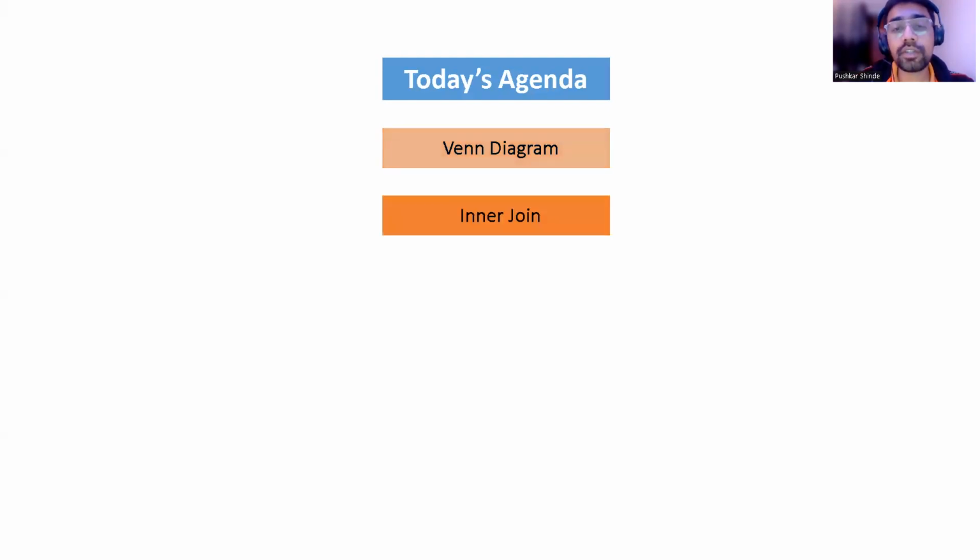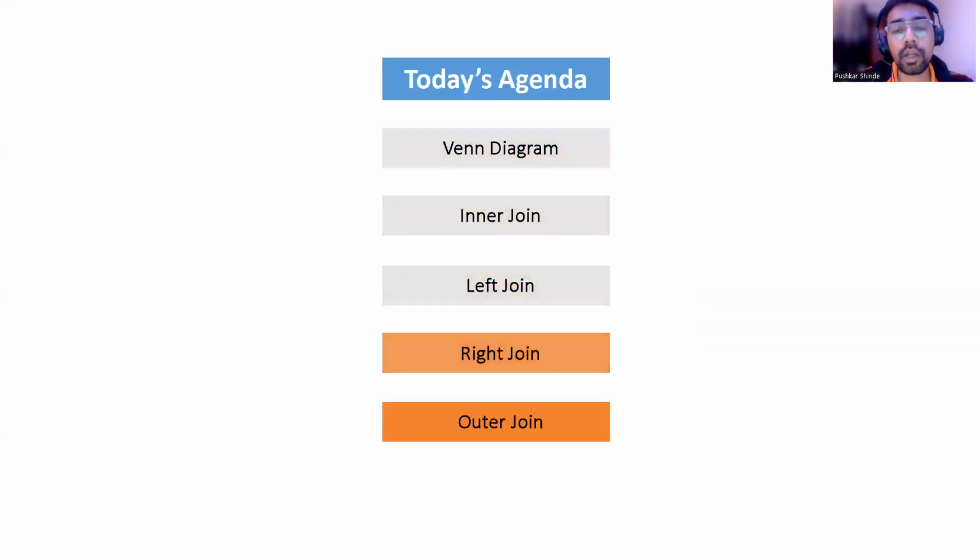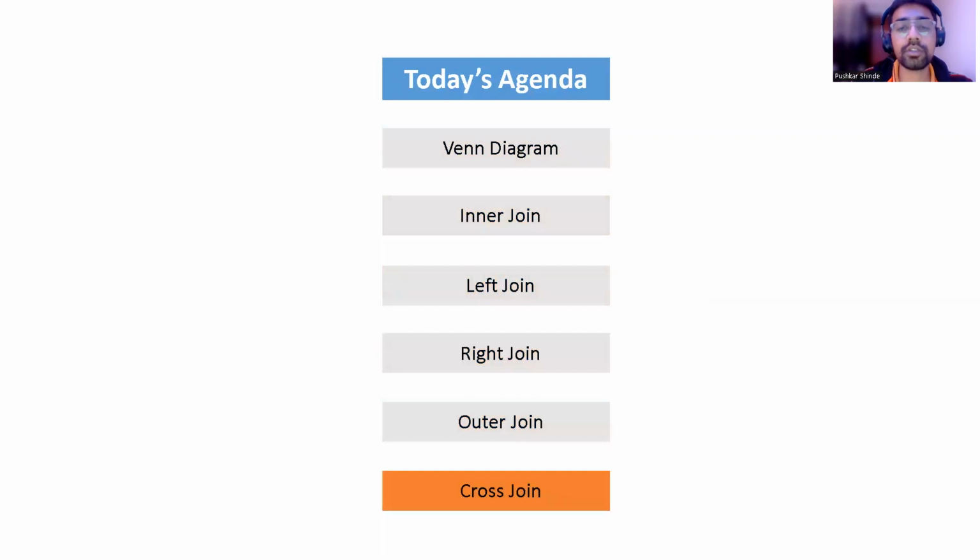In today's session, we are going to learn about the following points. First, we will start with the Venn diagram. Here, we are going to understand the concept of the Venn diagram and interpret them. Next, we are going to see different types of join in SQL. First, we will start with the inner join, followed by the left join, then right join, then outer join, and at last cross join. So there are five types of join in SQL primarily, and we are going to understand these joins with the Venn diagram and an example.